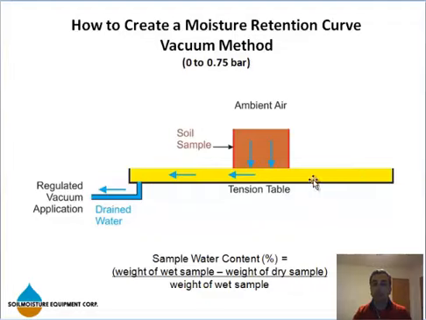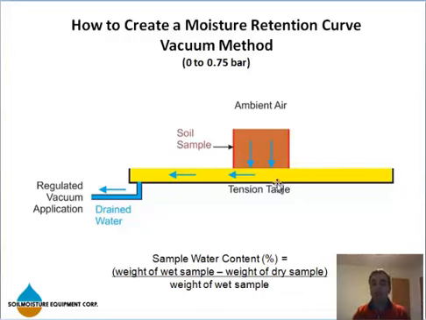In the vacuum method there is no extractor. The sample is open to ambient air, and instead of applying pressurized air you apply vacuum to the drainage port of the ceramic plate. Or it can be a sandbox.